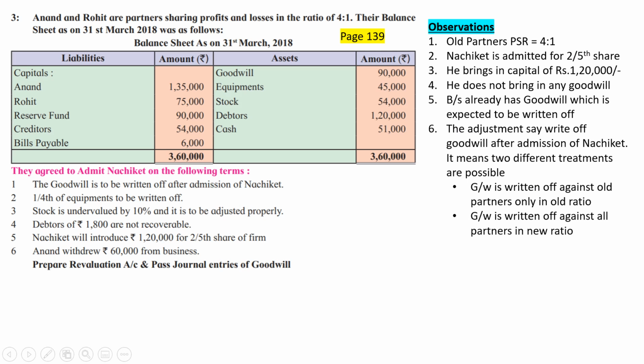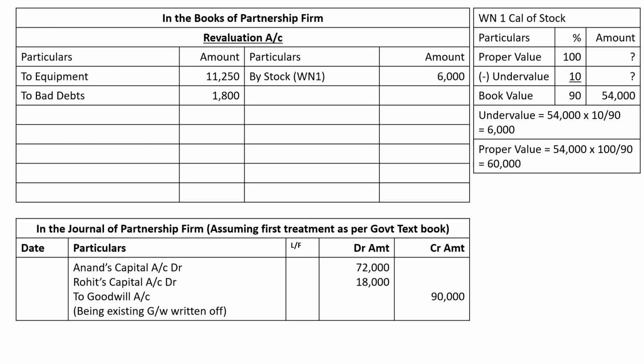Nachiket will introduce rupees 1,20,000 for 2/5 share of the firm. That means the entry will be cash is coming in. Nachiket is the giver. The entry will be cash or bank account debit to Nachiket capital account 1,20,000. But we have not prepared cash or bank account.